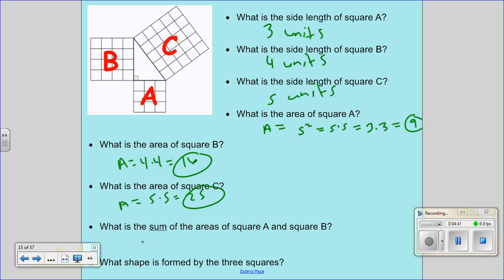The next question says, what is the sum of the areas of square A and square B? So the sum of A and B areas would be 9 plus 16, which is equal to 25. And then it asks what shape is formed by the three squares. Well, you see a triangle. Oops. And specifically a right triangle.